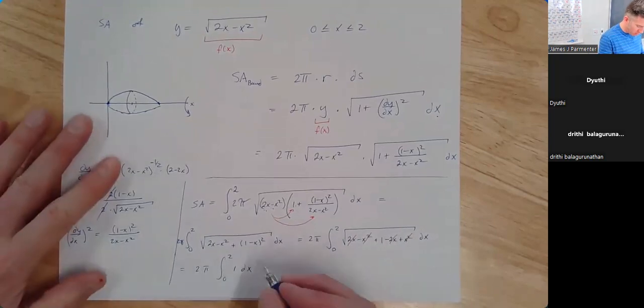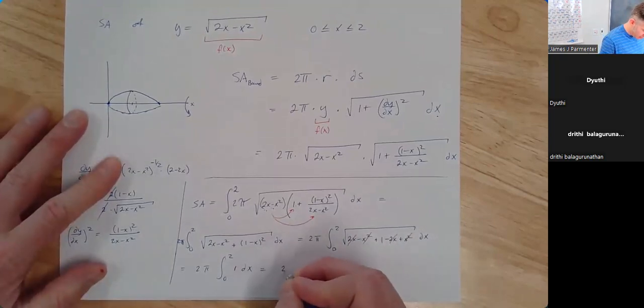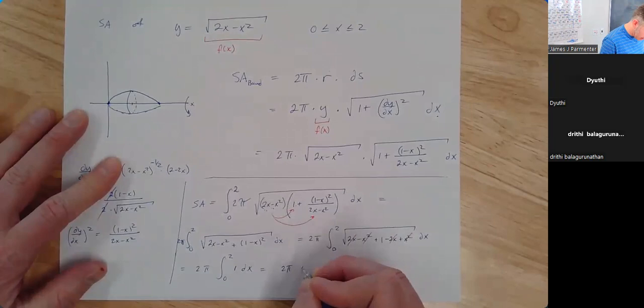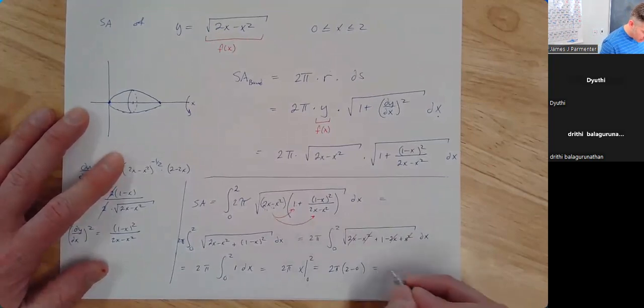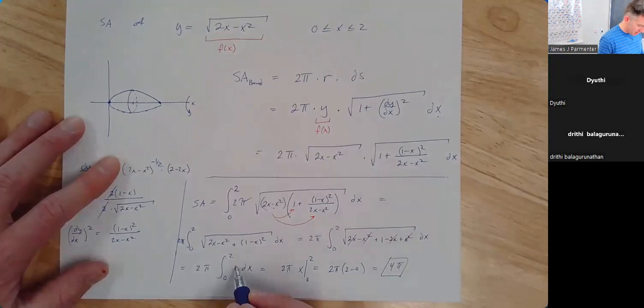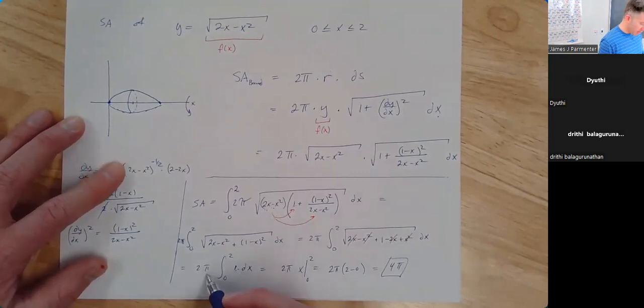So we could do the work and say it's going to be 2 pi times x from 0 to 2, and then plug in the 2 and the 0. But really, we should know at this point that when you integrate a constant, you just get that constant times the length of the interval, which in this case is 2. And then our 2 times 1 times 2 pi gives us 4 pi.